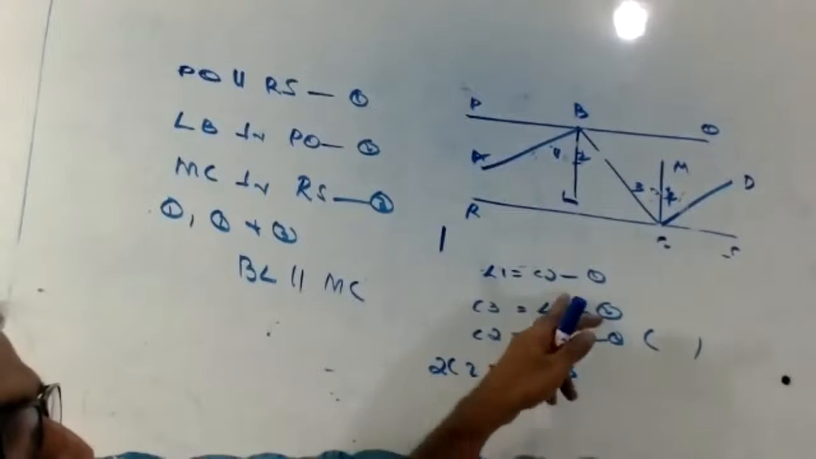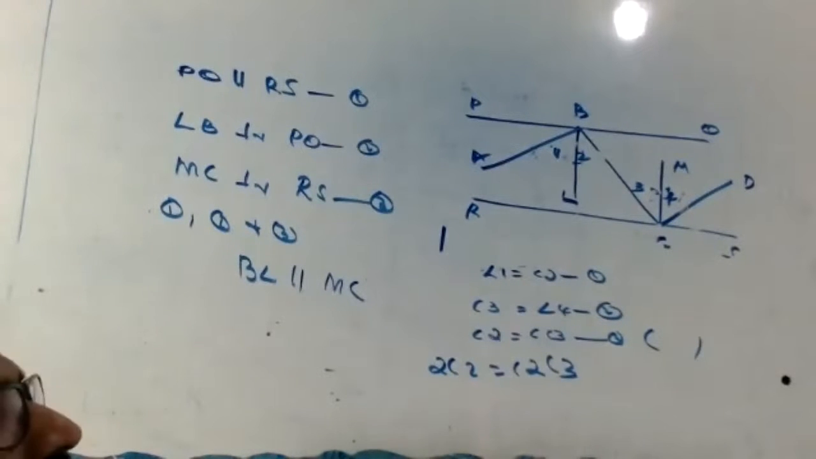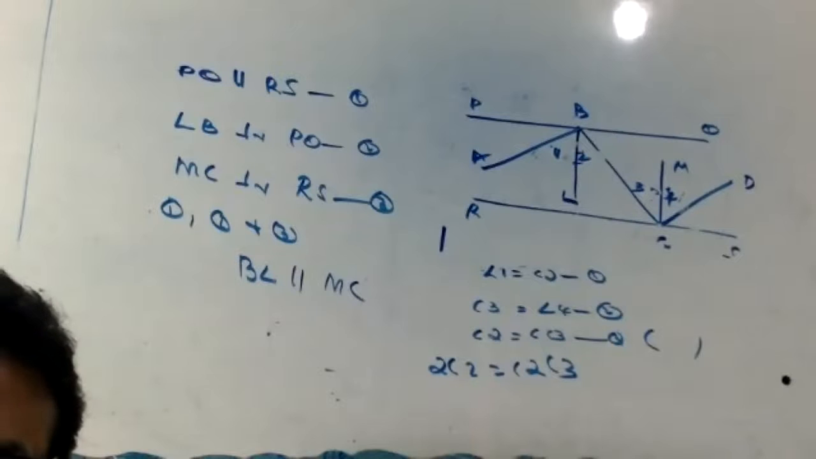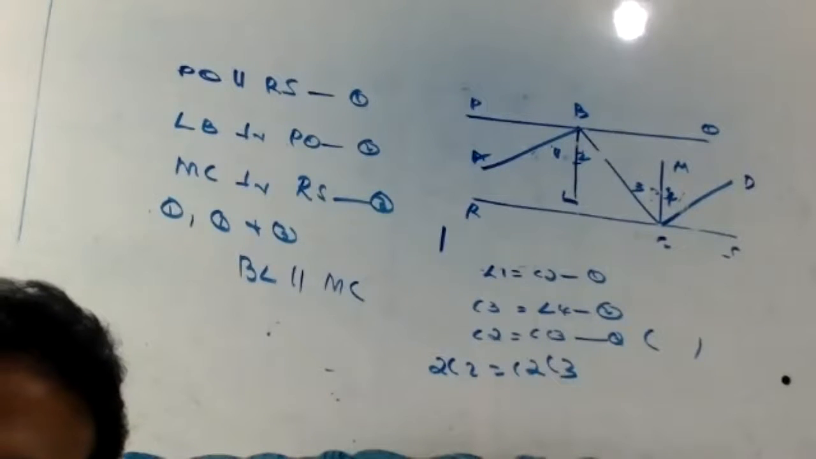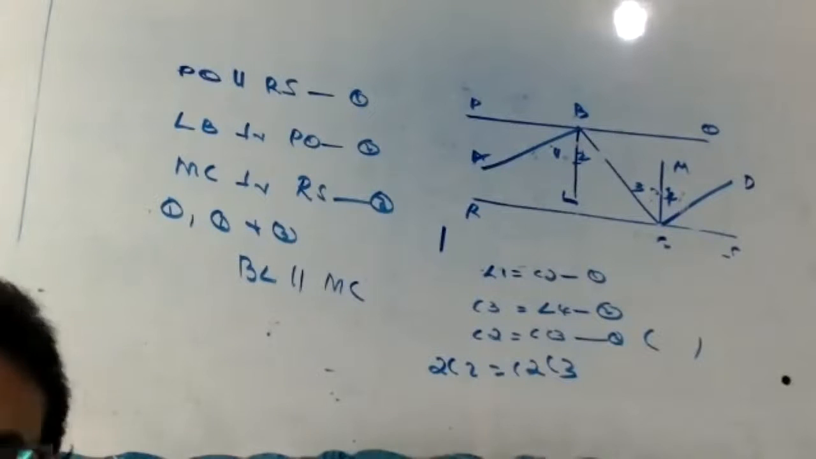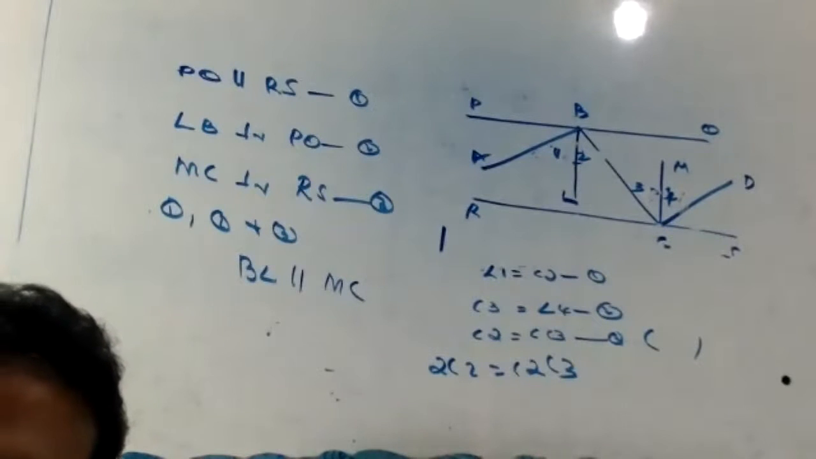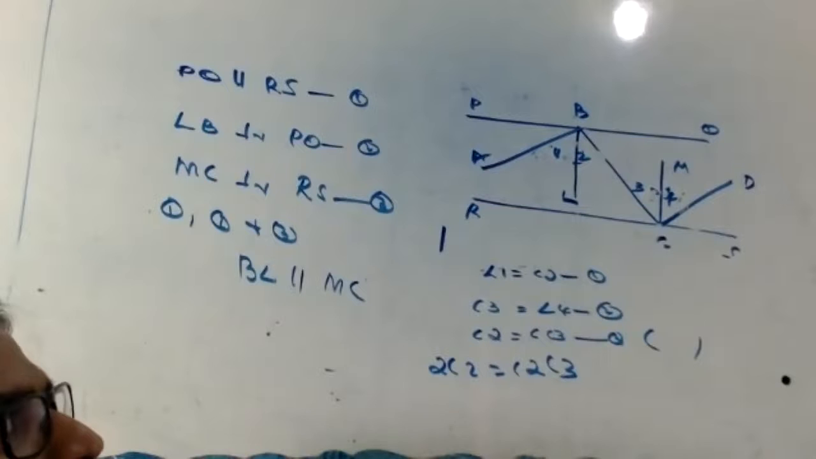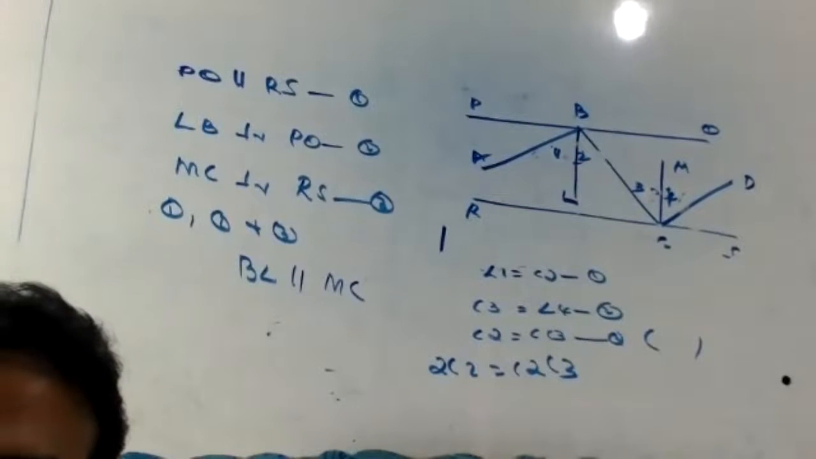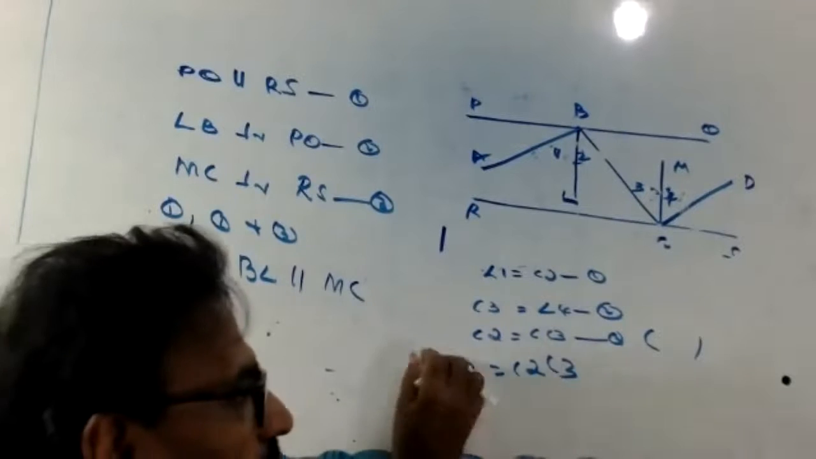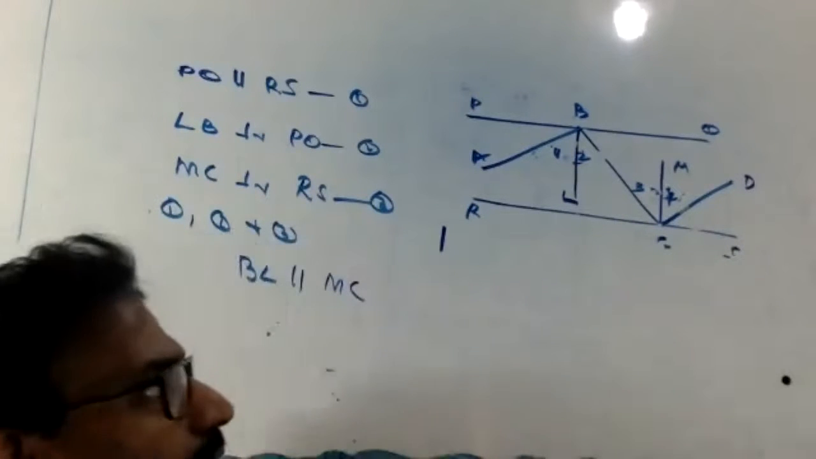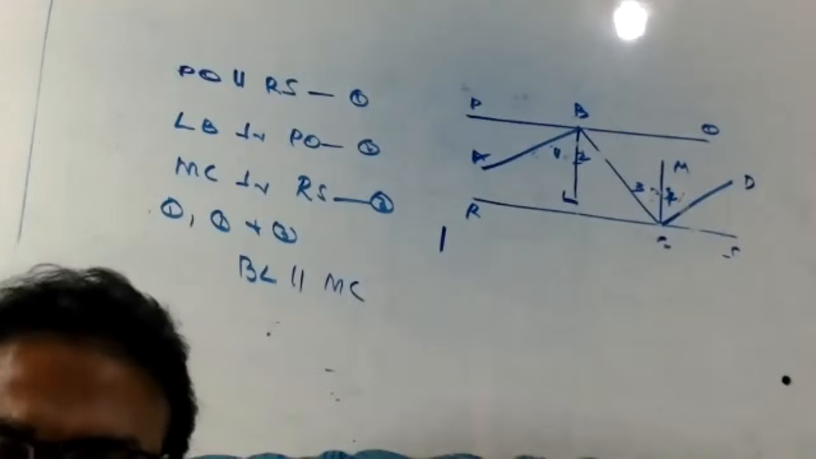See, angle 1 equal to angle 2, enough. Angle 3 equal to angle 4, okay. But 2 equal to 3. Then 2 times angle 2 equal to 2 times angle 3. That is enough. Better this one, no? Better this instead of writing A, B, C and all. Second method. No, third method. Is it okay? I'll do it again. Look here, just listen, then we can decide.